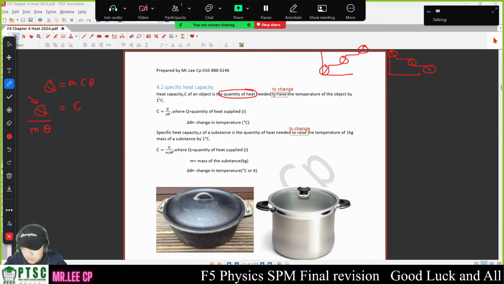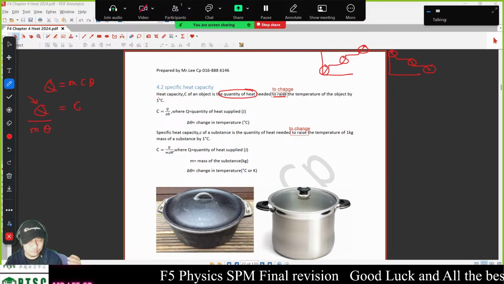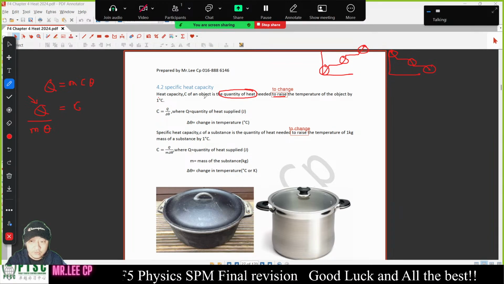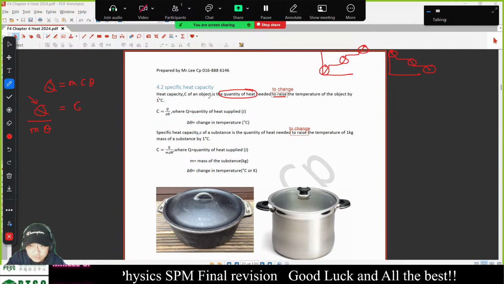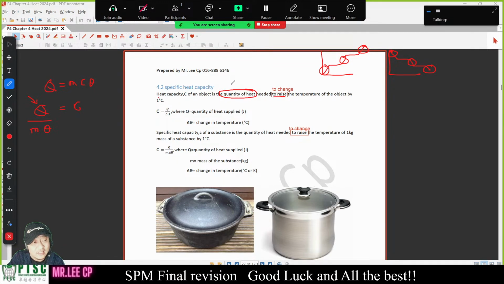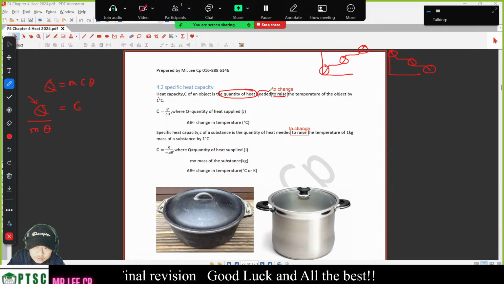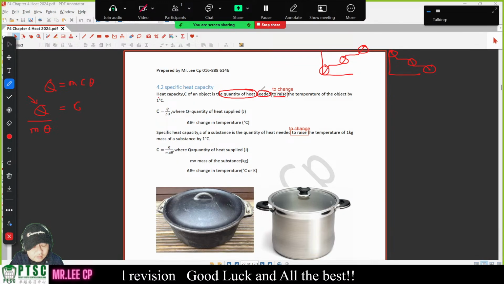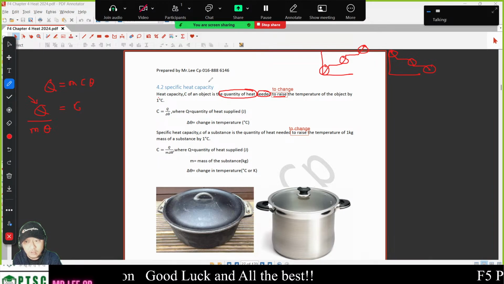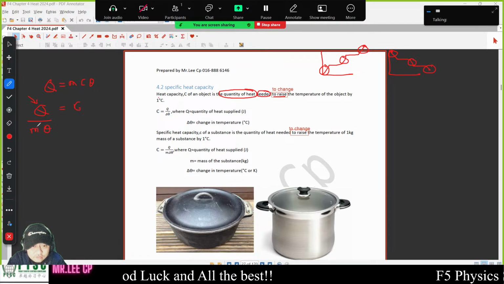So I don't want you to write "rest." If you get used to rest already, okay lah. You can write the quantity of heat absorbed. I use the word "needed" because it can be absorbed or released. So I prefer you to write the energy needed for an object.